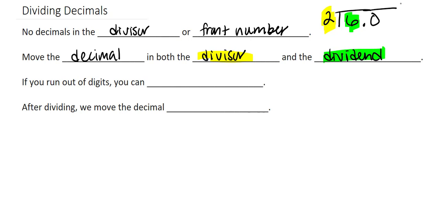For dividing, if we run out of digits to bring down, we can just go ahead and add zeros, and that would work. It doesn't change the problem at all, or the answer. And then at the end, after dividing, we're going to move the decimal straight up.